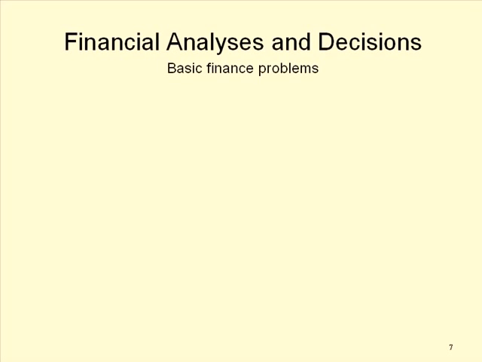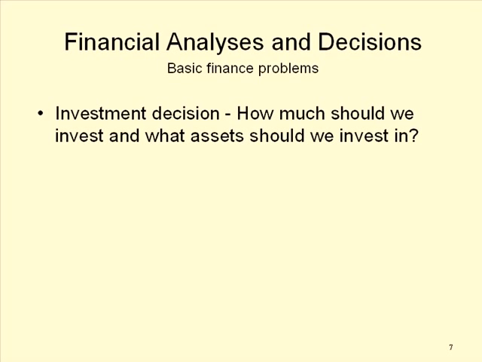This course will cover some specific financial analyses and decisions. These analyses and decisions are designed to help solve two basic finance problems. The first one is the investment decision problem, which can be phrased as how much should we invest and what assets should we invest in. Some examples might be, should we purchase a new piece of production equipment, a new piece of manufacturing equipment? Should we invest in a new office building? Or thinking really big, should we purchase another firm as a new subsidiary? In terms of personal investment decisions, you might think of whether you should purchase a new house, or whether you should purchase a car, or maybe even whether you should purchase a fancy sailboat.